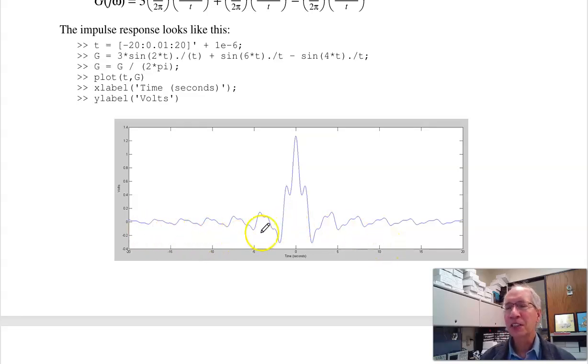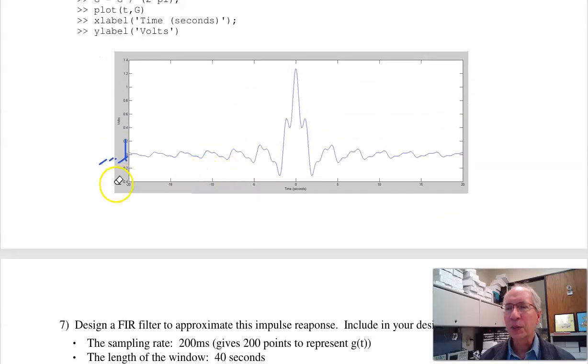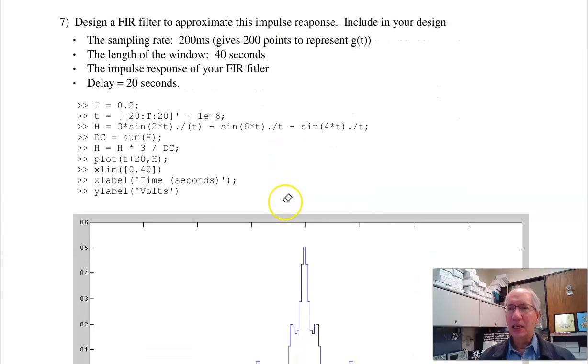Now the problem with that is this is non-causal. It goes from minus infinity to plus infinity. Infinity is a tough number, so let's say anything past 20 right here is 0. I'll ignore that. Anything beyond plus 20, I'll ignore. I'll give it a 20-second delay to make it causal. And pick a number of points. I'm going to represent that with 200 points, somewhat arbitrary.